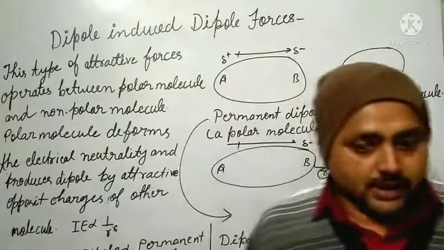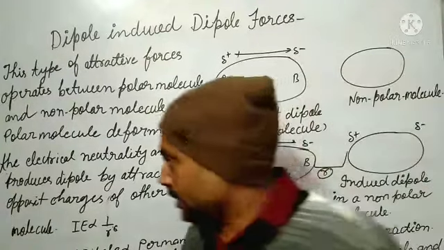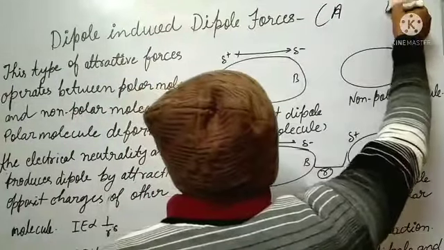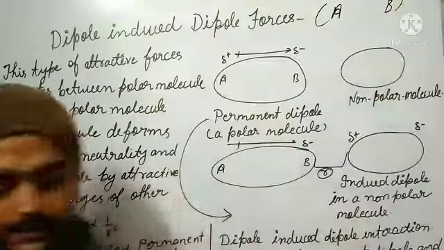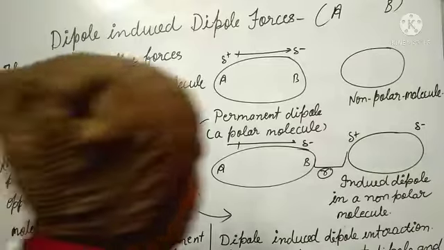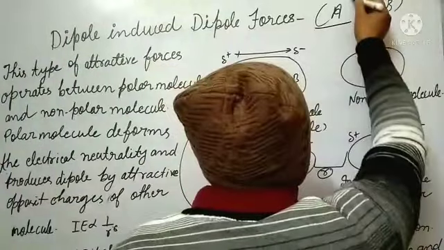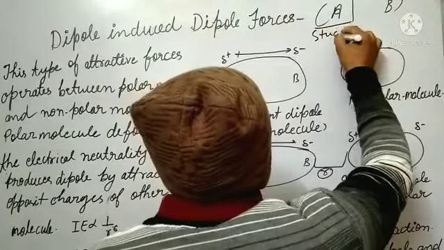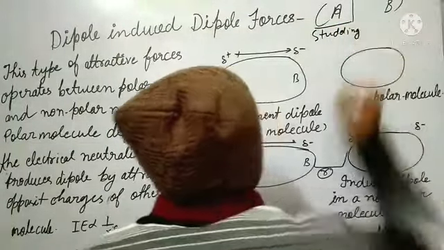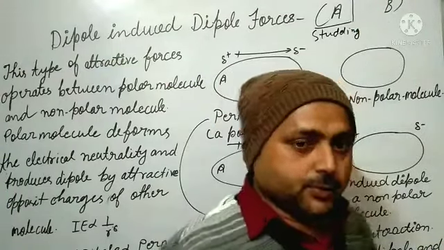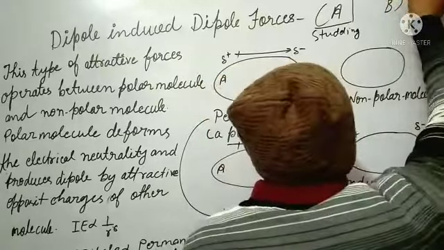So what you observe in that case is that two boys, A and B, are there. A boy is studying much more. Yes, all of you listen here. A is studying much more, but B is not studying now.